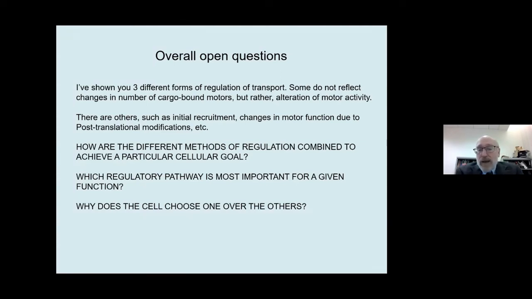So, which regulatory pathway is most important for a given function? Why does the cell choose one way of doing it over the others? I think the answer is going to be very specific to a particular process. I don't think there's going to be a general answer to this question. One of the interesting things we're going to discover is that depending on what you need to do and what your various constraints are, you're going to use combinations of these different modes of regulation. I think that's the interesting question: how and why do you do that? As a field, we're going to have to figure that out, and I'd like to pose that as a future goal for hopefully many of us here.